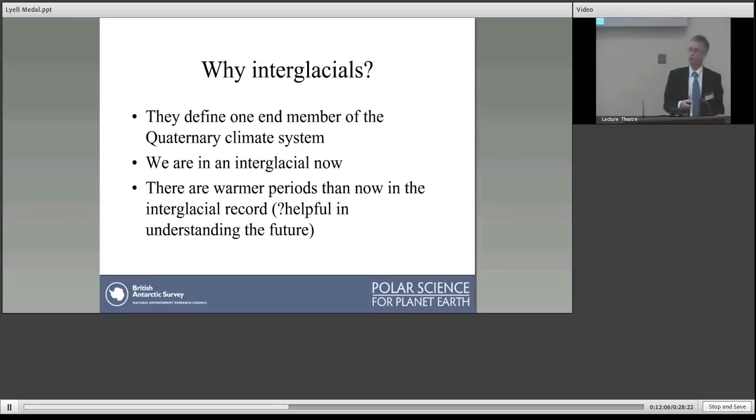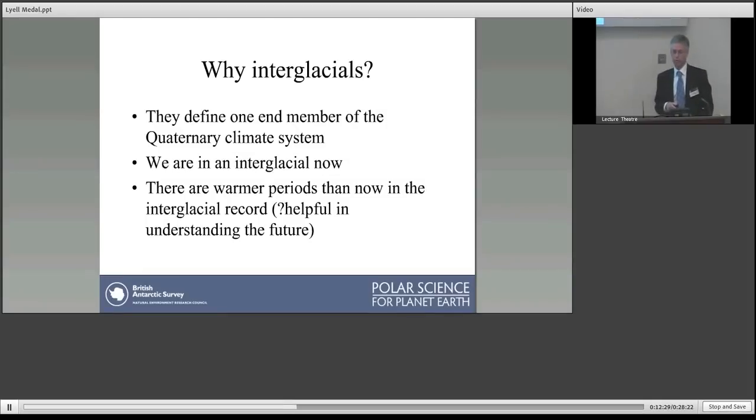Okay, so now I'm on to interglacials. I think I'm still okay for time, so I can actually talk about them. So why are we so interested in interglacials? Well, they define one end member of the Quaternary climate system. They're the warm end member of the Quaternary, or at least the later half of the Quaternary. We're in an interglacial now, which makes it quite an interesting time.